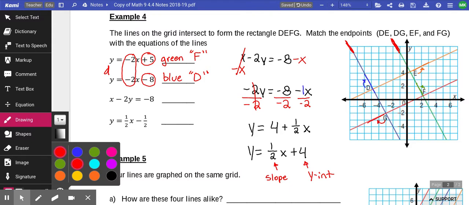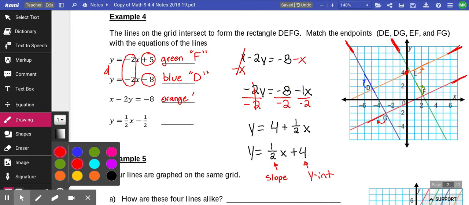If you were to look, both of these last lines actually have the same slope. They both have a slope of 1 over 2. I know they have the same slope because they have the same steepness. We call that being parallel. They're parallel lines because they're the same steepness. So the only thing different about them is their y-intercepts. I want one that has a y-intercept of 4. That's a y-intercept of 4, so this is the orange line.